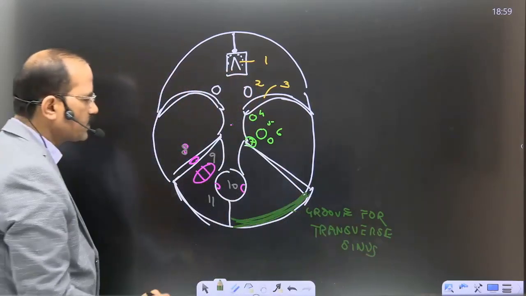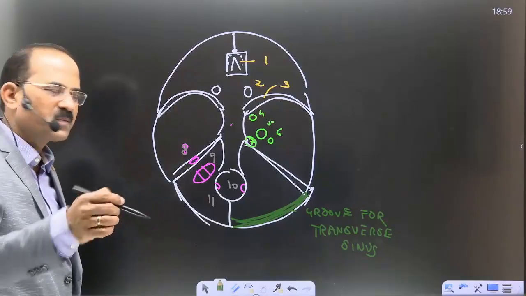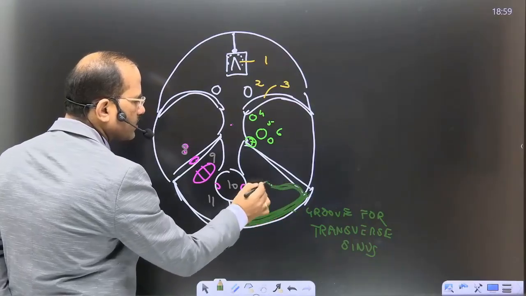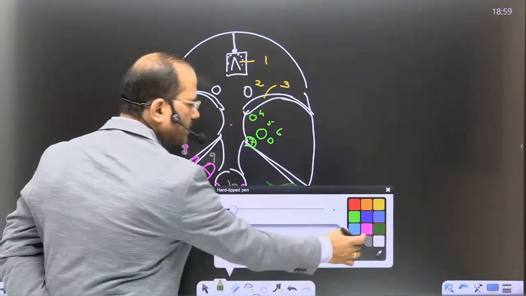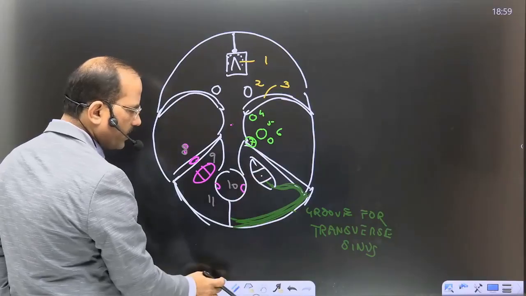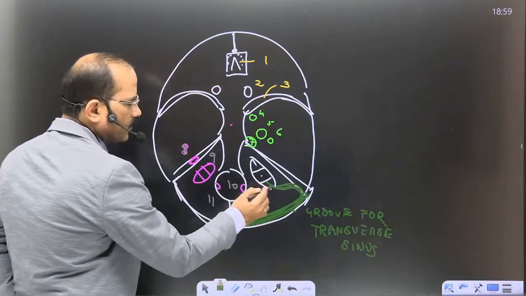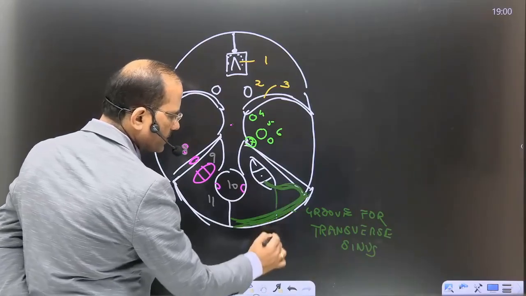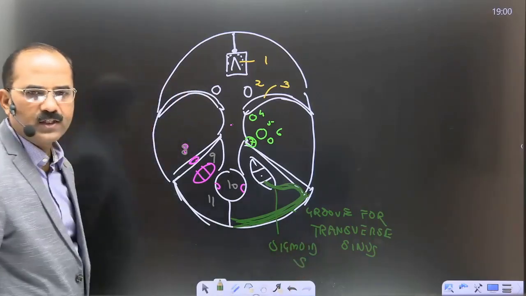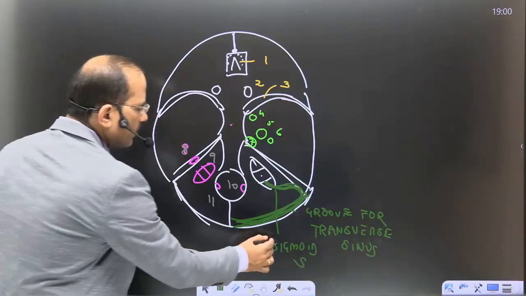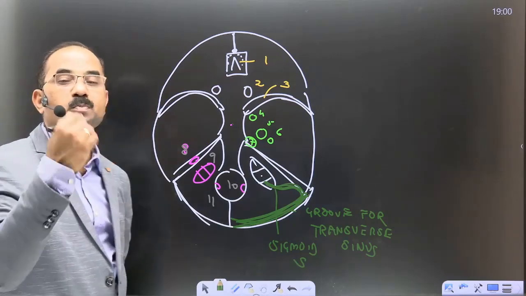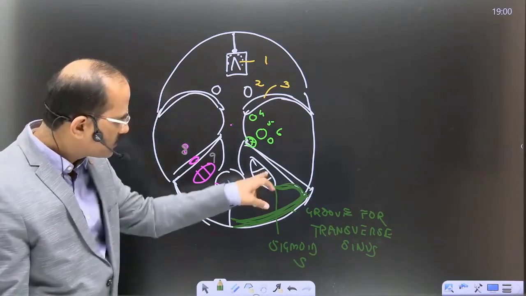Now this transverse sinus then becomes an S, students. The transverse sinus then becomes an S like this. S is known as sigmoid. So this is now known as the sigmoid sinus, and this sigmoid sinus leaves the skull through the posterior compartment of the jugular foramen. Clear? You can see the writing, no? That's the sigmoid sinus. Very good. So the transverse sinus becomes an S. That's the sigmoid sinus. And what passes to the posterior compartment of the jugular foramen is this sigmoid sinus.